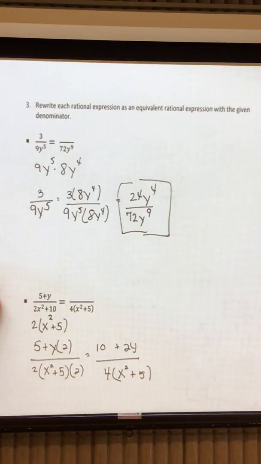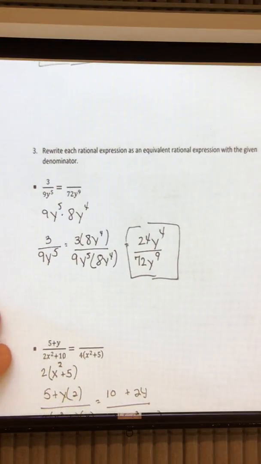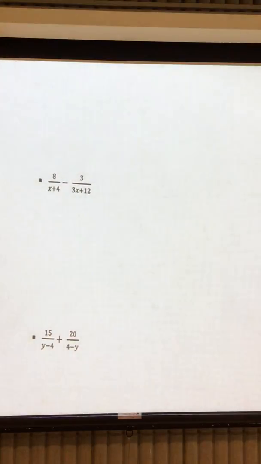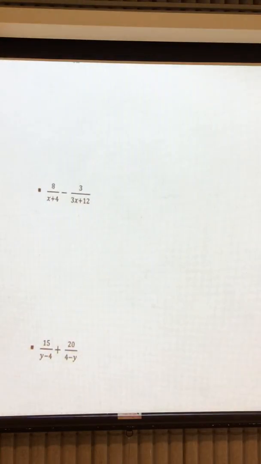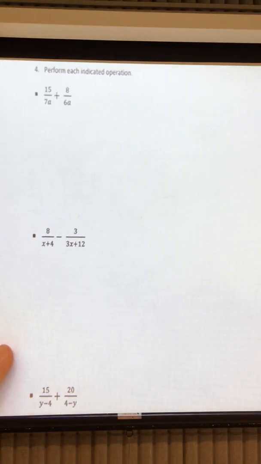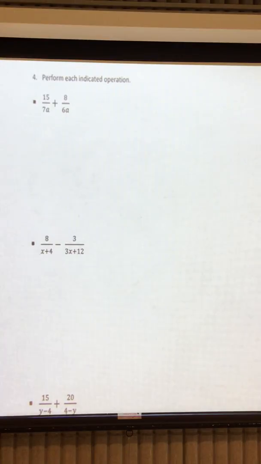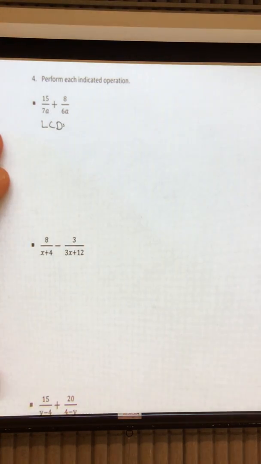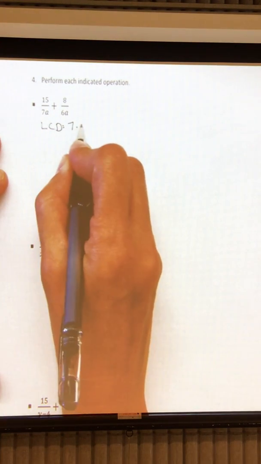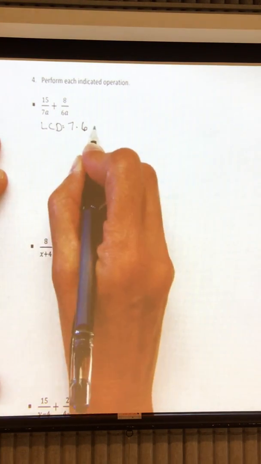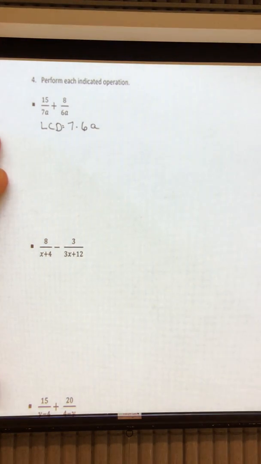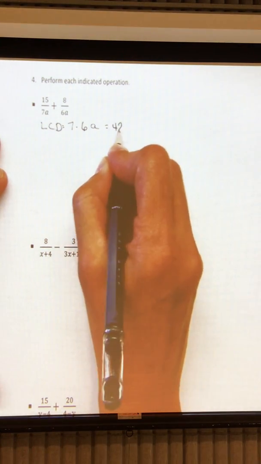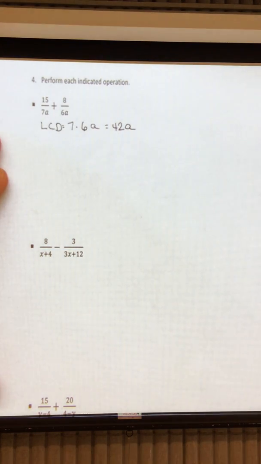Now let's move on to number 4. Perform each indicated operation. For the first one in number 4, your denominators are not the same. Therefore, you need to find the least common denominator. And the least common denominator is found by multiplying the denominators. So 7 times 6, and you have the a in both, so you just keep the a. Therefore, your least common denominator is 42a.